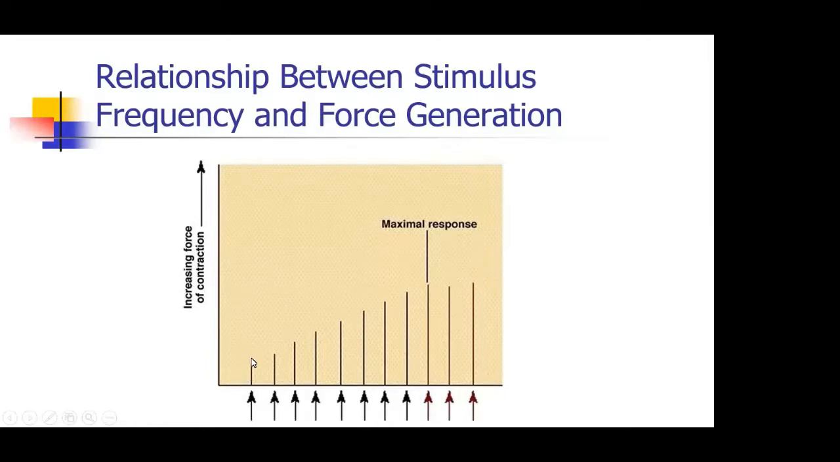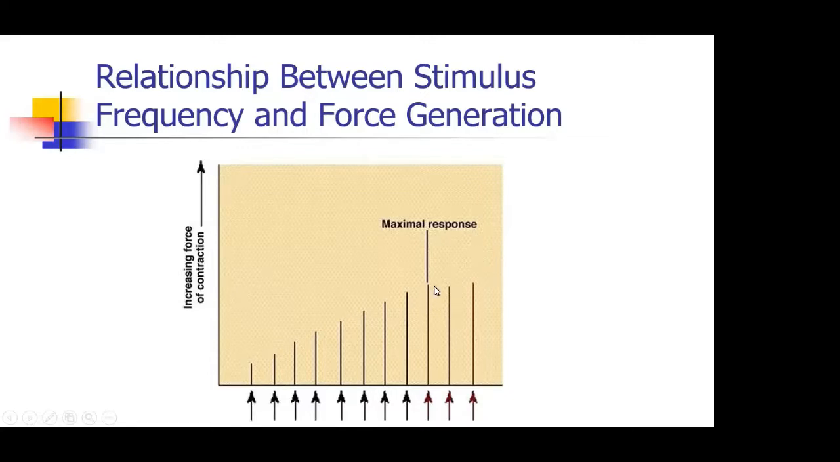Here you have applied a threshold current, so the tissue has started responding. Now you increase the strength of the stimulus or the current. What happens? You can see the tissue is responding and the height of contraction is gradually increasing. The force of contraction is also increasing.